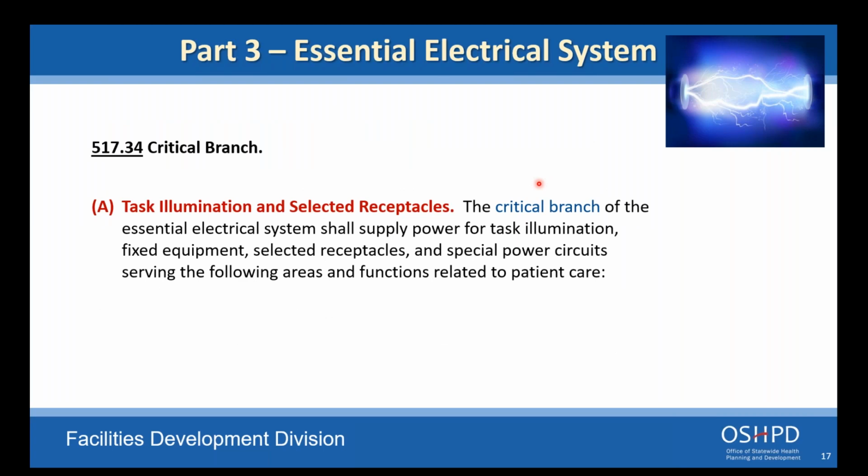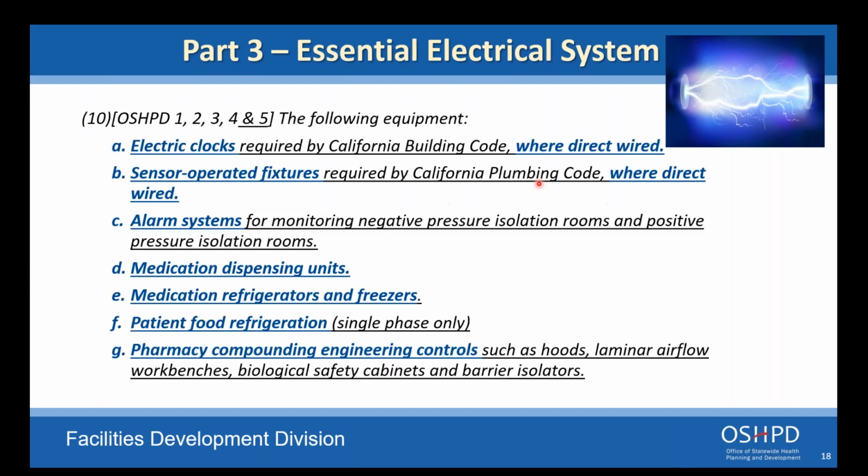We have changes in the critical branch requirements, and we'll look at those. We have equipment that are required to be connected to the critical branch. The electrical clock, the sensor operated fixtures, and the alarm systems for negative pressure isolation rooms and positive pressure isolation rooms. These are our existing requirements, but now we have 4 additional requirements: medical dispensing units, medication refrigerator and freezers, patient food refrigerator, single phase only, and pharmacy compounding engineering controls. These are required to be connected to the critical branch.